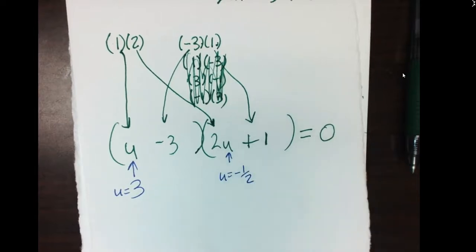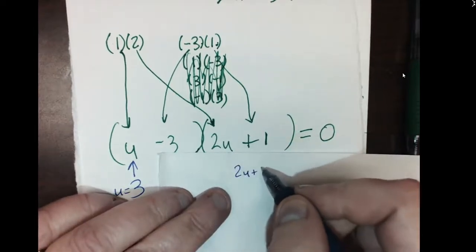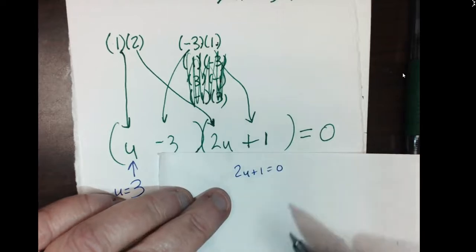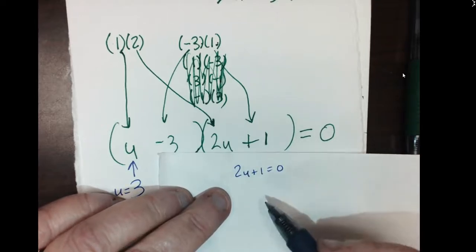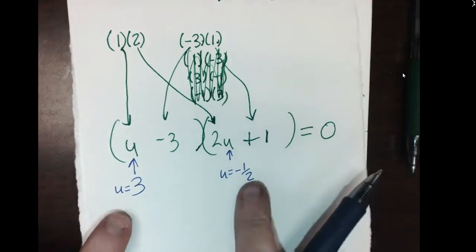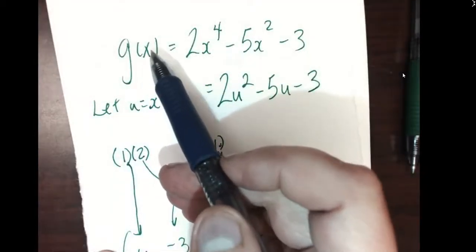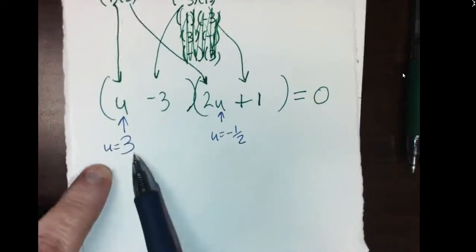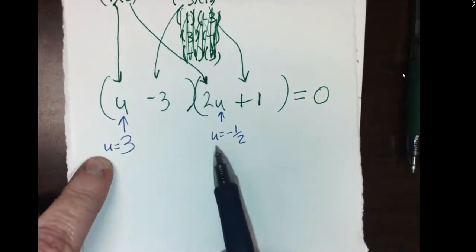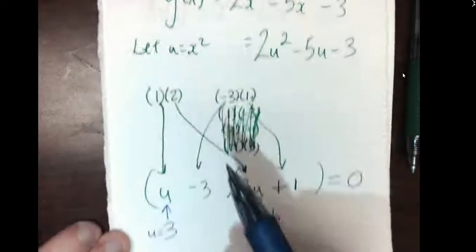If you can't see that, you're going to have to get a piece of scrap paper and solve that. Subtract 1 on each side and then divide both sides by 2, and you'll get -1/2. But if we're going to find the zeros of g, I need to find out what that is for x. These are the u values that make it 0.